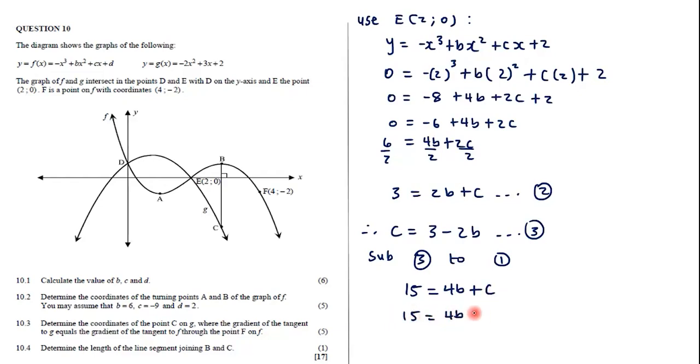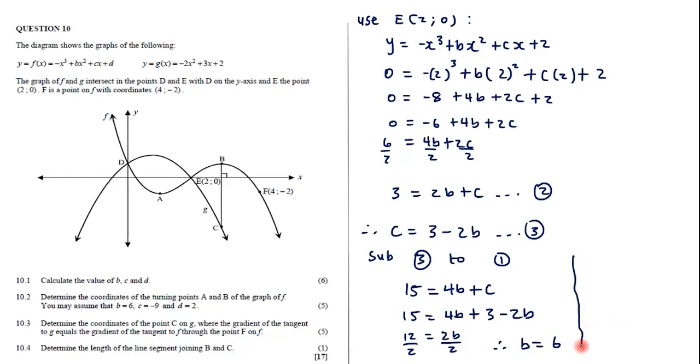So it's going to be 15 equals 4b plus 3 minus 2b. As you can see here, I'm going to be solving for the value for b. So take this across, and then you get 12. And 4b minus 2b gives you 2b. Divide by 2, divide by 2. Therefore b is equal to 6.